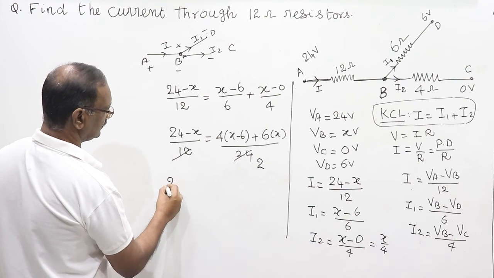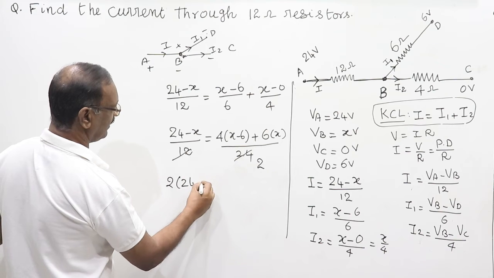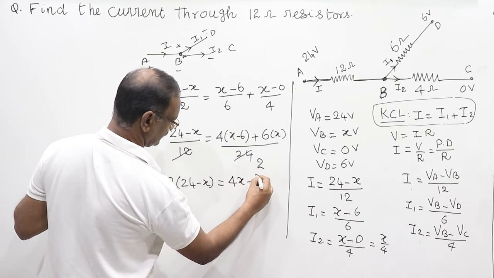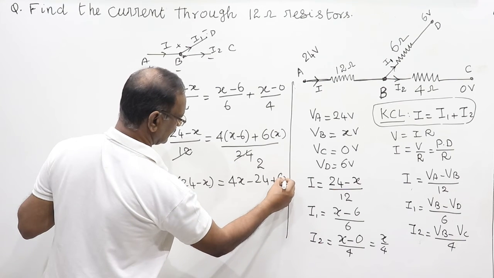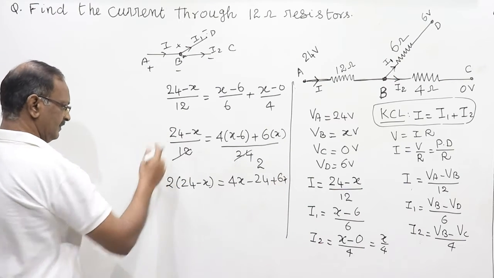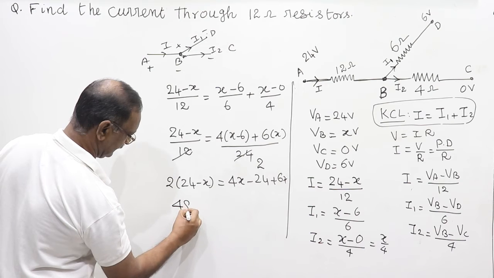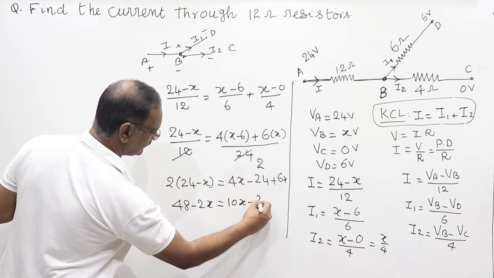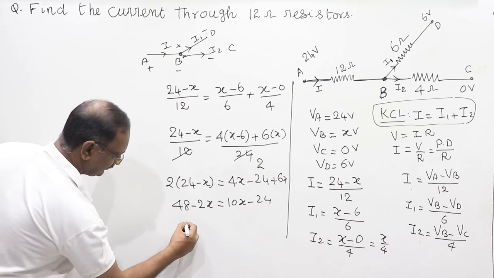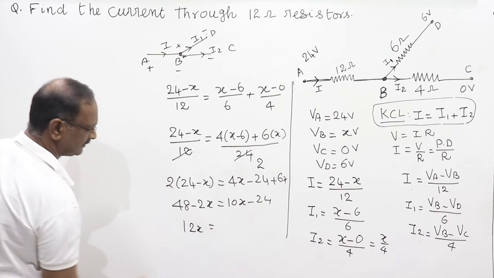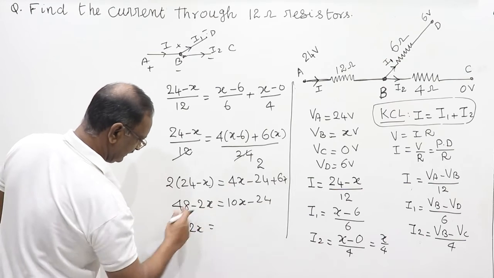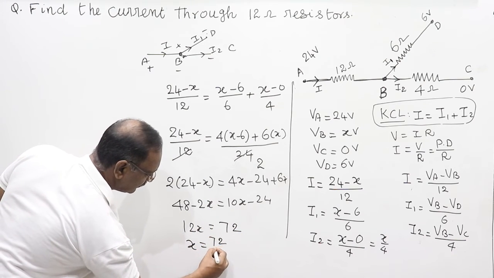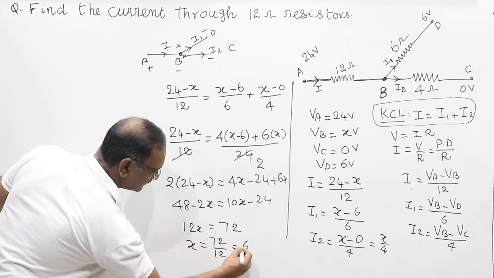This will become 2 into 24 minus X is equal to 4X minus 24 plus 6X. So we are cross multiplying. This is equal to 48 minus 2X is equal to 10X minus 24. If you take 12X here, it is equal to 72. That is X is equal to 72 by 12, which is equal to 6.